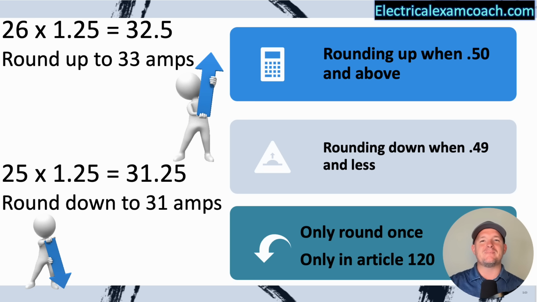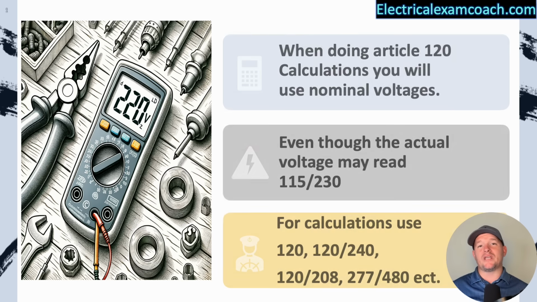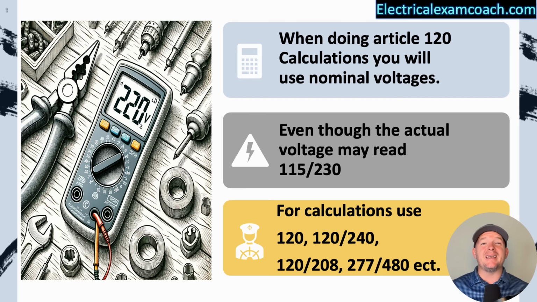Let's get to it. When doing Article 120 load calculations, we're going to be using nominal voltages. Although out in the real world, it may read 115, 230, 116, 236, thankfully, when we're doing load calculations, we're going to be using those system voltage numbers like 120, 240, 208, 277, 480, and so on.